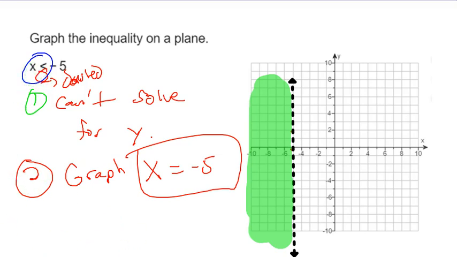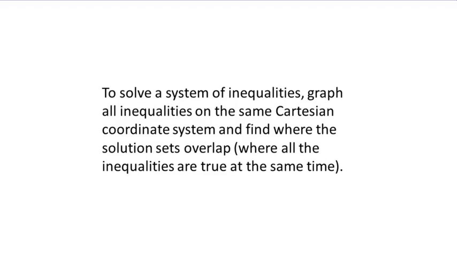Okay, let's take a look at another example here. Okay, sorry, it's not another example. Let's move on to a system of inequalities, which we haven't done yet. So all of these so far have been individual inequalities. Let's do a system of inequalities now.